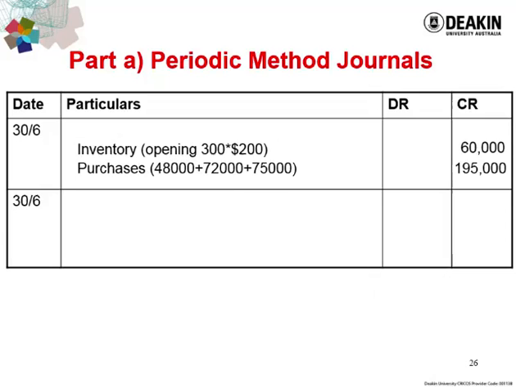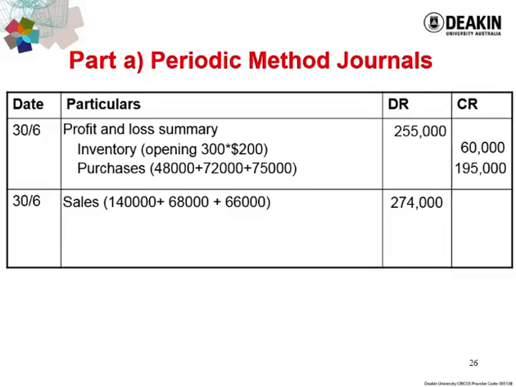Then we credit purchase expense account, which is 195k. We made 3 purchases for this period, so 48 plus 72 plus 75k, you get 195k. Then we debit P&L summary 255k. Then we debit sales 274k, and we made 3 sales for the period, 140 plus 68 plus 66k, that gives you 274k.